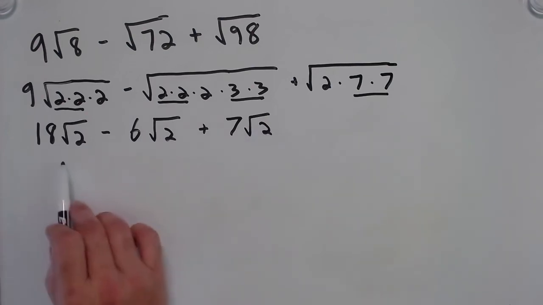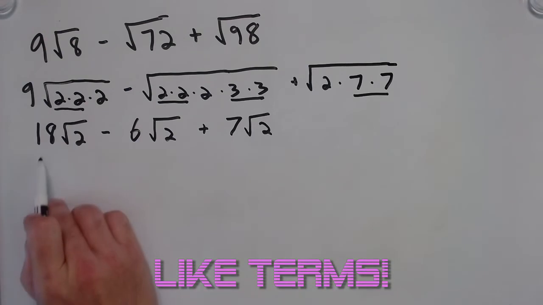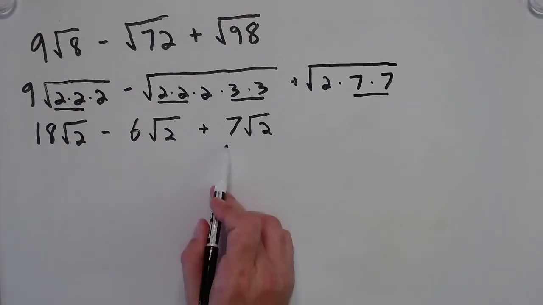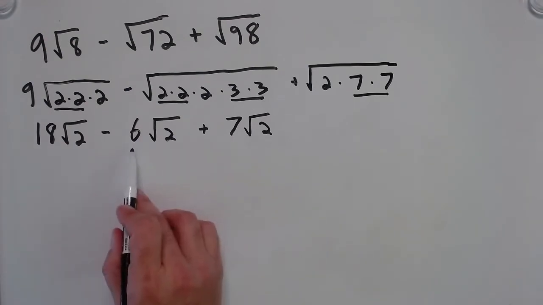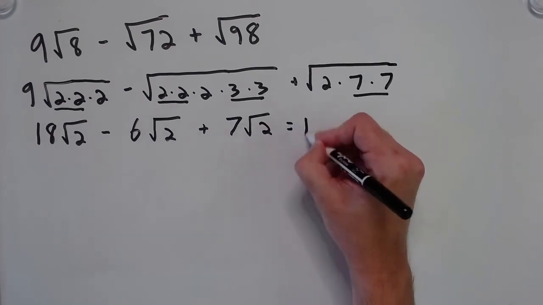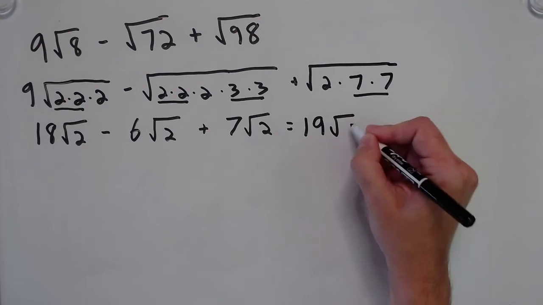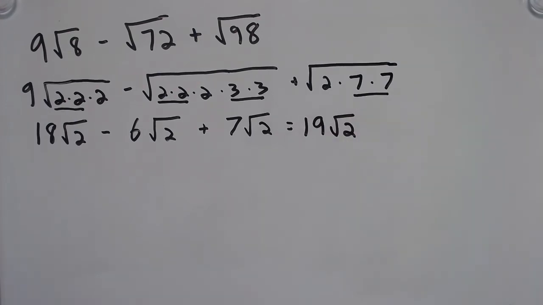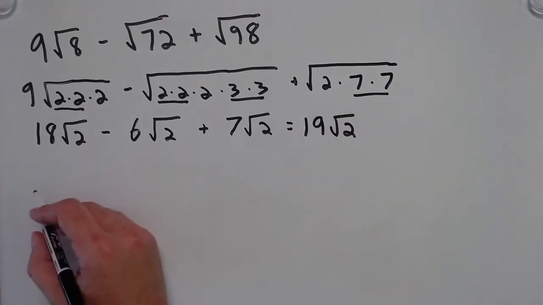So what do we have here? We happen to have like terms. So 18 minus 6 plus 7. This minus 6 plus 7 is just a 1, so this ends up being 19 root 2. We've got a little more of a sneaky one here.